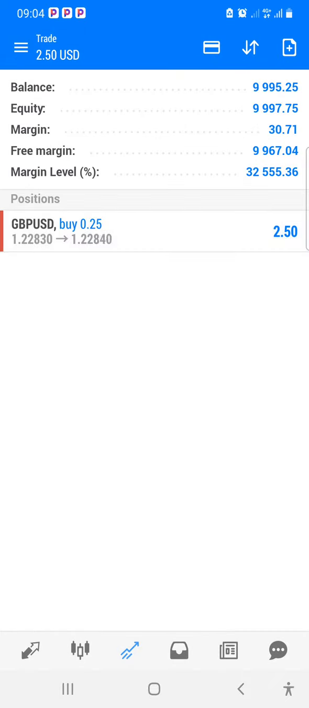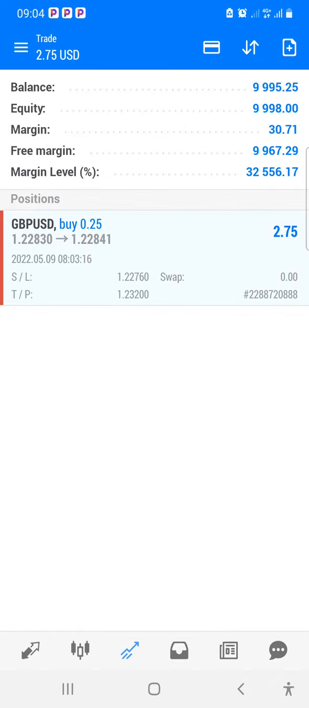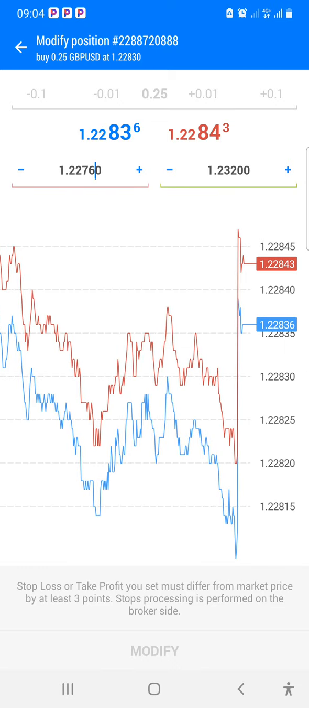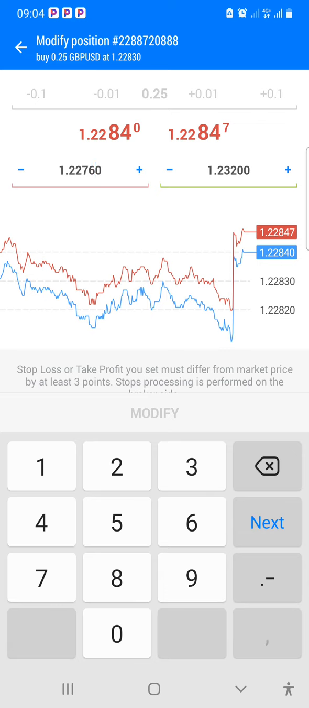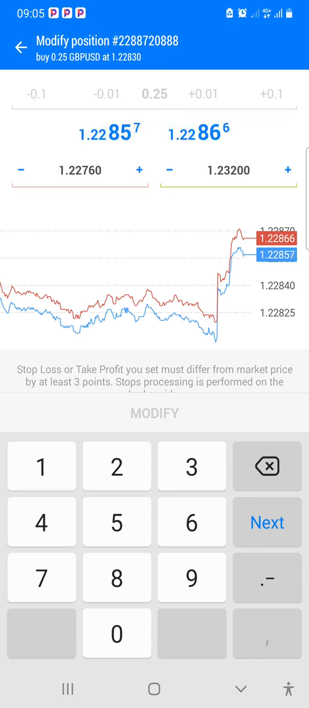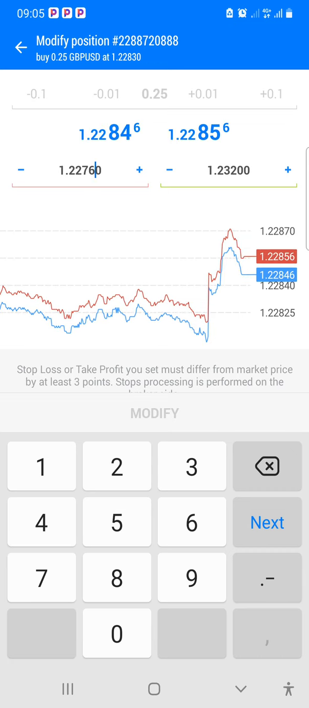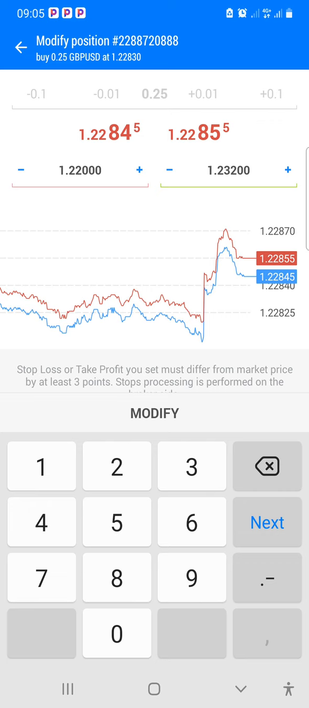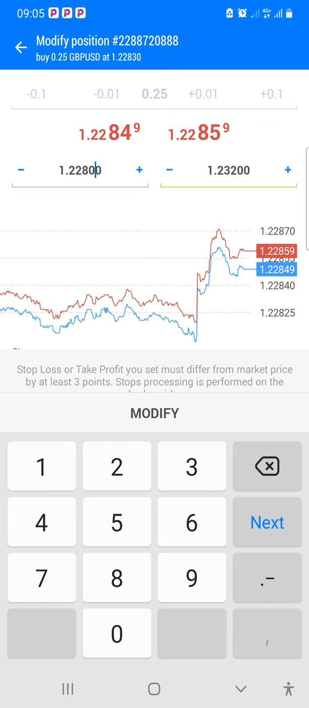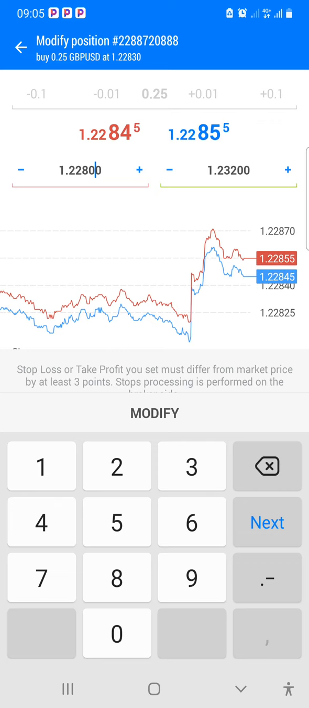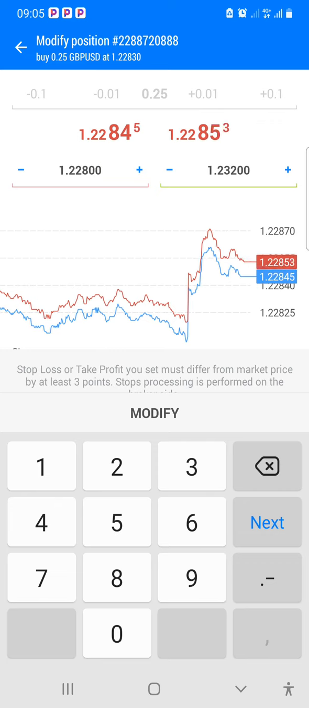So you can move your stop loss. Modify position. This is where you just adjust it. If you want to make it positive, you move the price up if it is a buy scenario. But for sell, you move it down. So here my stop loss was 1.2276. I want to move it to maybe 1.2280. This is still a negative one, because I think I bought at 1.2283. But I just want to move it.